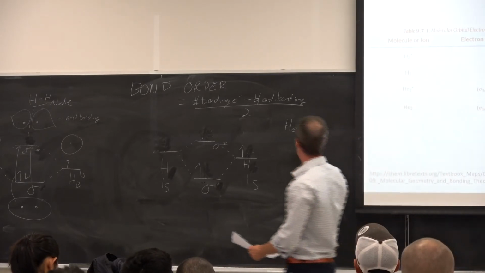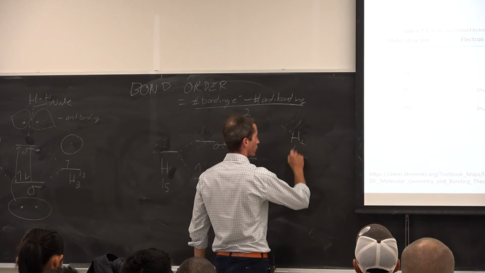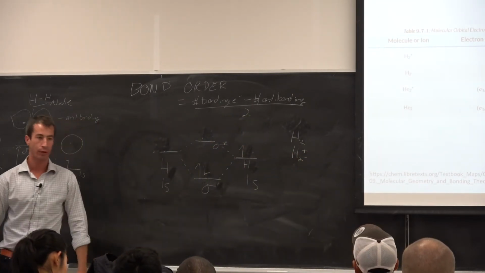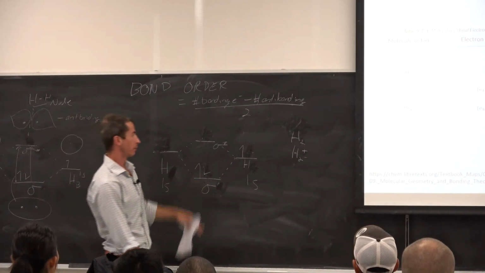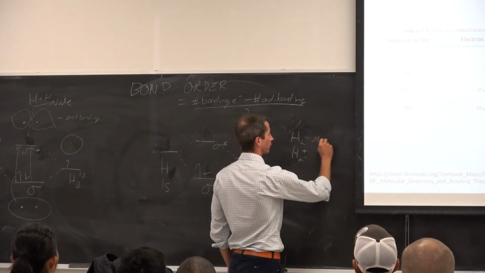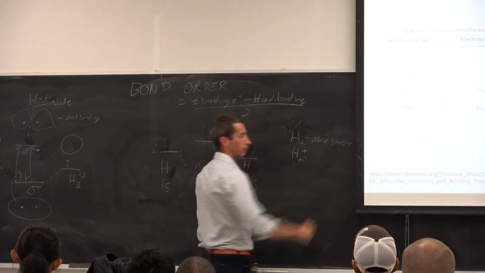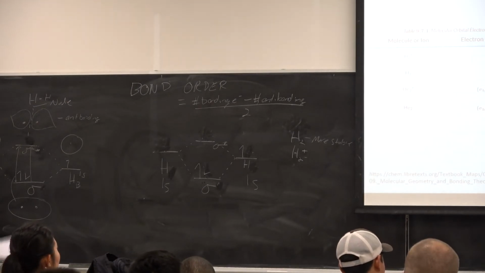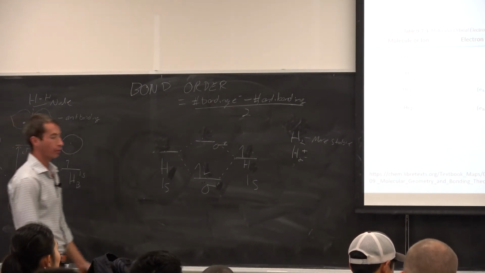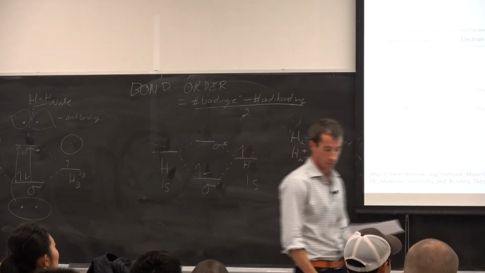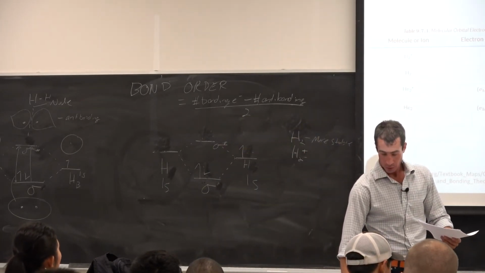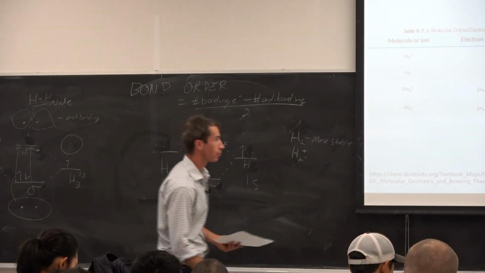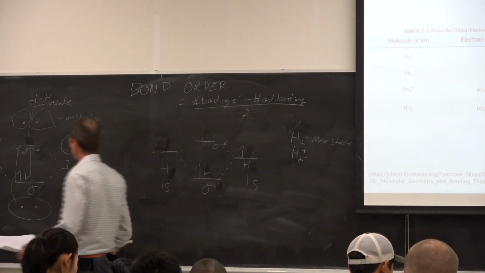If we had H2 versus H2 plus, H2 is clearly going to be more stable, right? More stable. More contraction. More electrostatic interactions. Shorter bond length. Okay, so now let's move on to something more complex, like nitrogen.